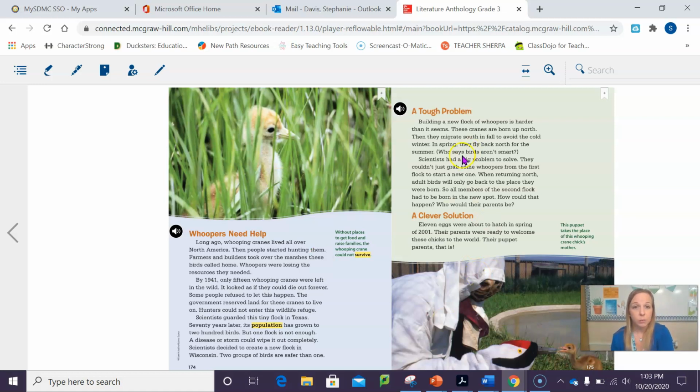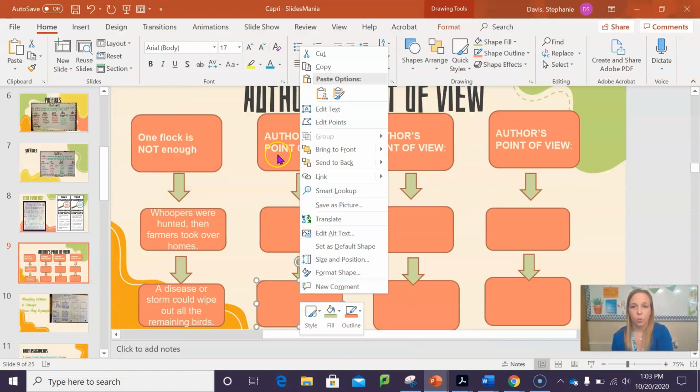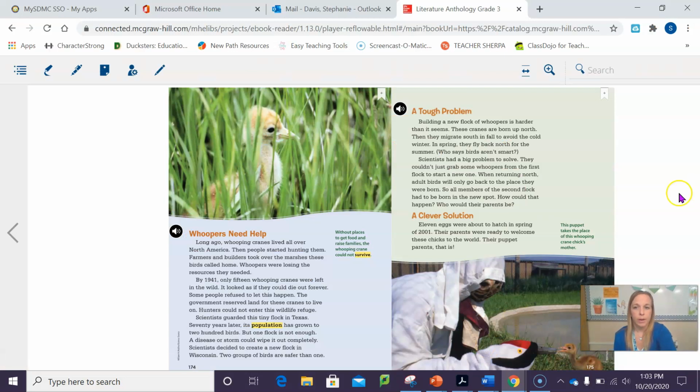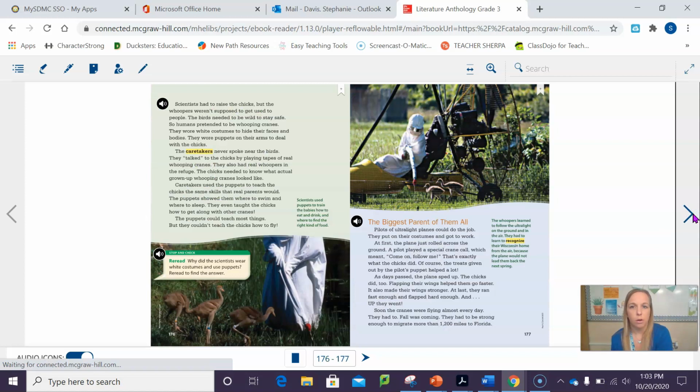And when you are done with A Tough Problem and a Clever Solution, you are going to come right over here and add your details. What do you think the author was trying to tell us, or what was his opinion about the problem and solution, or about saving these birds? You will go ahead and read the following pages. Now you can pause this video and read it on this video, or you can log on to McGraw-Hill. Mrs. Davis has assigned it to you. And you are going to go all through.